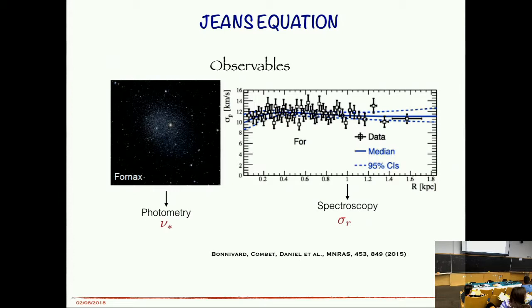Yes, actually, you look at the stars as a fluid. You are assuming that the viscosity is zero, because it's collisionless. Yes, it's like in aerodynamics. I frankly don't know how the Jeans equation would look like. It will be something super complicated.